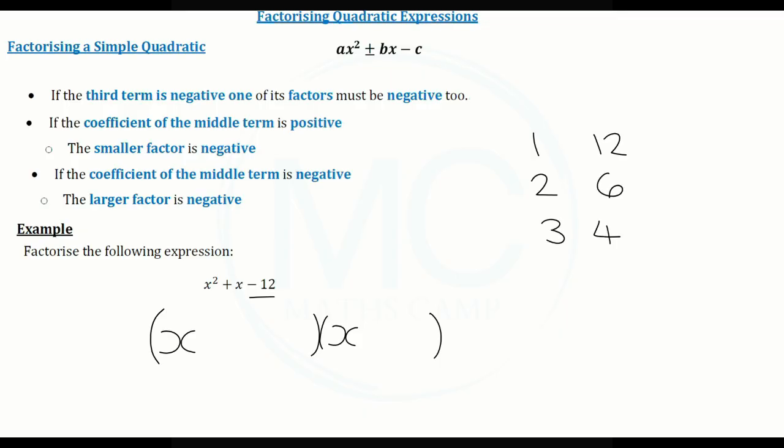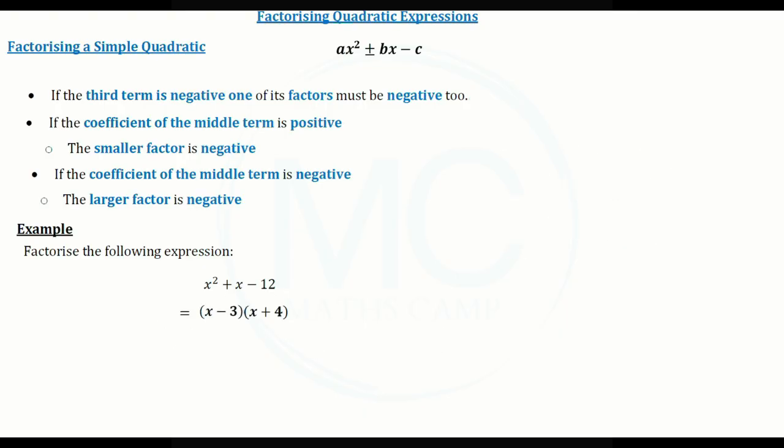One of these factors will be negative. But which one? Let's look at our x term. Here we have positive x, so b is positive 1. That tells us that the smaller factor is negative. So we're going to have negative 1 plus 12, which gives us positive 11. Negative 2 plus 6 gives us positive 4. Negative 3 plus 4 gives us positive 1. This is our b value, which means the constants in the brackets are negative 3 and 4. And our bracket will look like this.